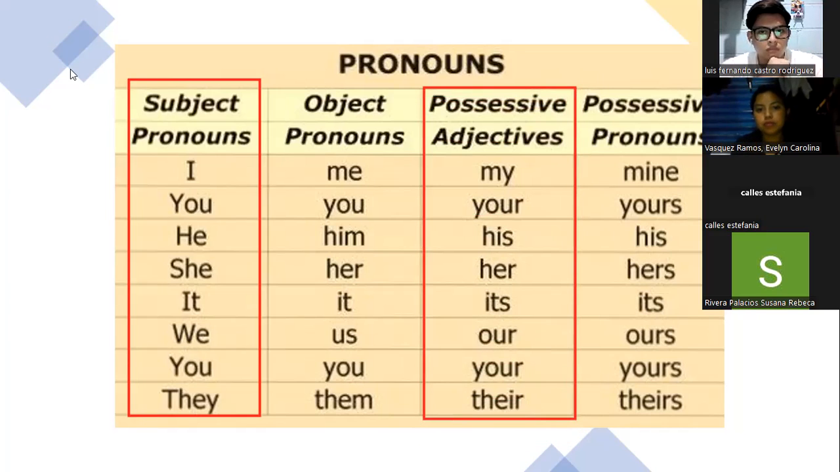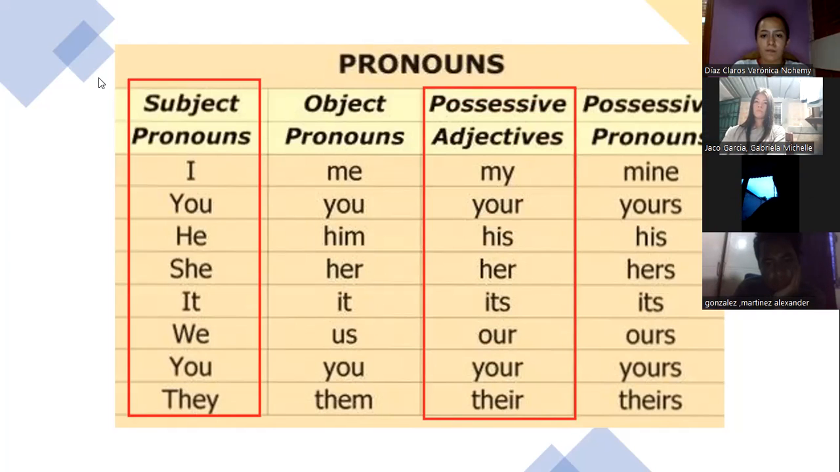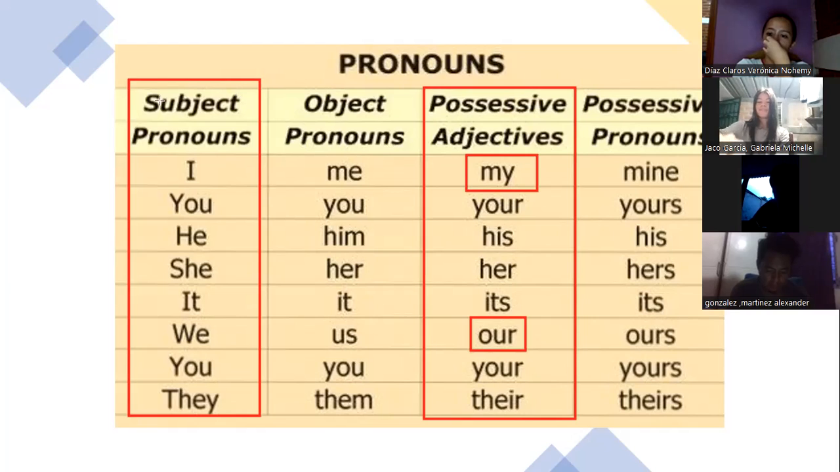Next. Possessive adjectives. Let's see. Susana, tell me a sentence with our. This is our class. Awesome. Very good. Gabriela Jaco, my. This is my t-shirt. All right. Okay. Good. Veronica Diaz, her. Her name is Berenice. Excellent. Very good.